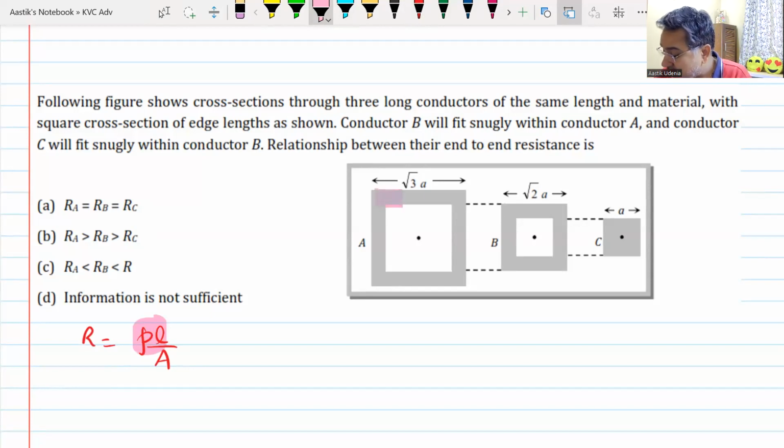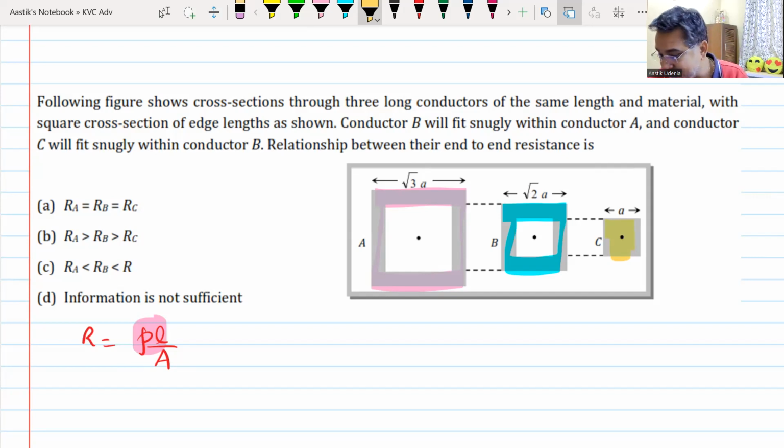For the first rod, this is the cross-section area. You have to find out this area. For the second rod, this is the cross-section area. You have to find out this area. For the third rod, this is the cross-section area. You just have to find out this area. And if you just apply some common sense, you will understand that all the cross-section areas are same.